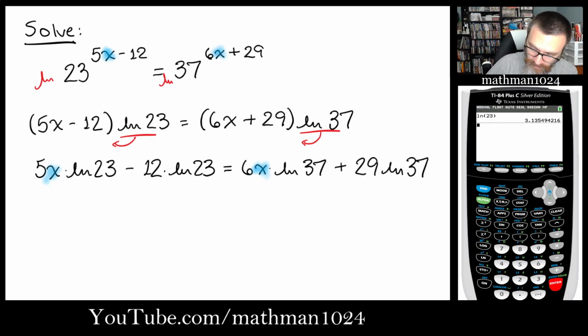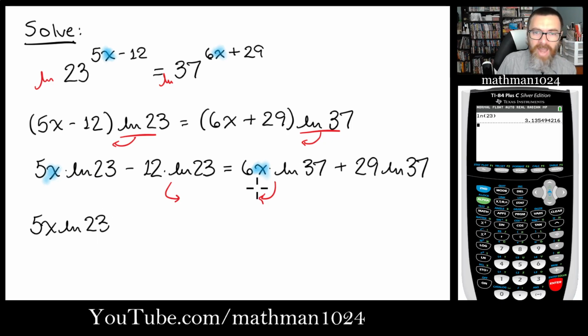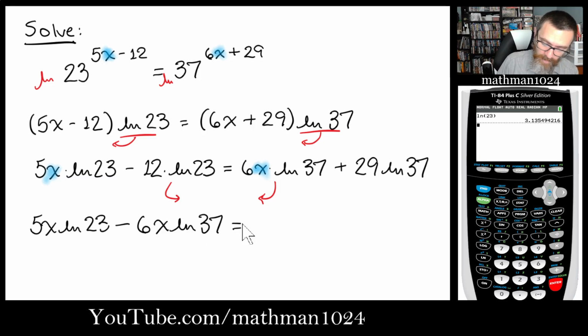That's okay. So I'm going to move this piece over here to the left as a negative. I'm going to take this guy right here and move him to the right. So I'm going to keep my 5x natural log of 23, and I'm subtracting over this term, so minus 6x natural log of 37. On the right side, I already had 29 natural log of 37, and when I move this piece over, it becomes plus 12 times the natural log of 23.